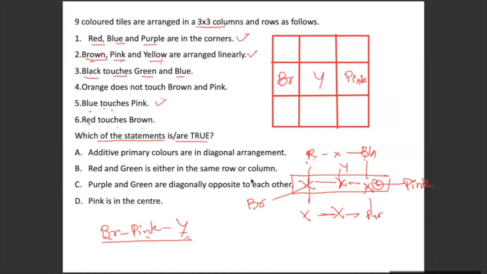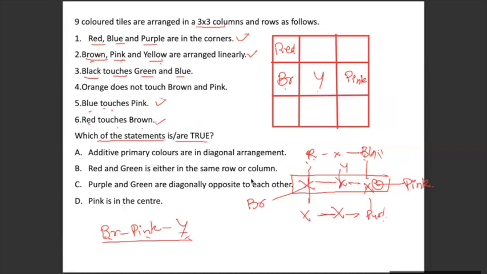Pink and blue, now I don't know whether blue will come up or blue, purple will come down. I mean, I don't know how they are arranged, so I'm not writing them, but I'm writing here red because I will have to fix it somewhere. So I say red is touching brown, and brown, yellow and pink are organized like this. So this is also getting satisfied.